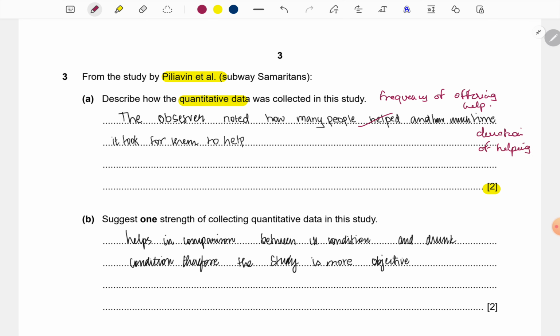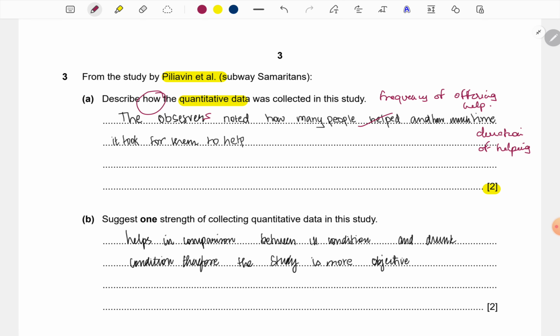Psychological terminology, I've discussed this in many other videos also, is very important. Though they credit it only in the essays, they give a separate criterion of terminology, it does not mean in the rest of the answers you don't need to use terminology. It is very important. So first of all, it was observers. They noted how many people helped and duration of helping. This is right. The question is how.